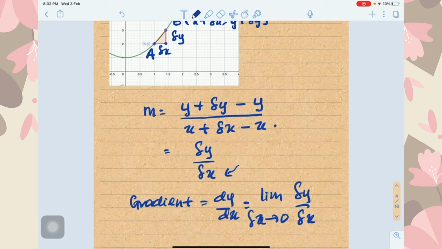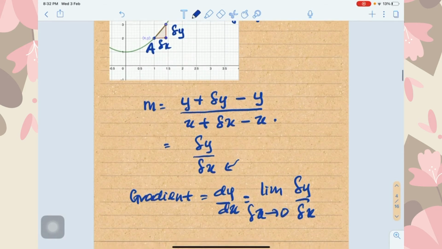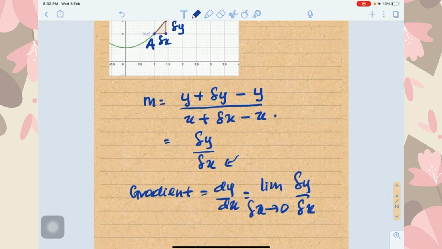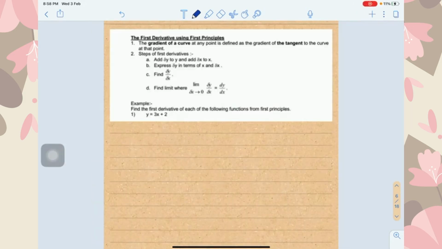So here is the formula that we are going to use a lot after this. Now let's do an exercise to find the first derivative using first principle. First step, you have to add delta y to y and add delta x to x. Here the question: y equals 3x plus 2.